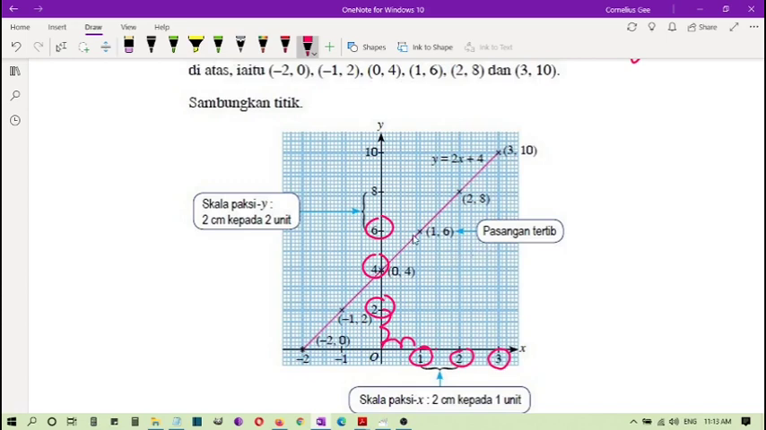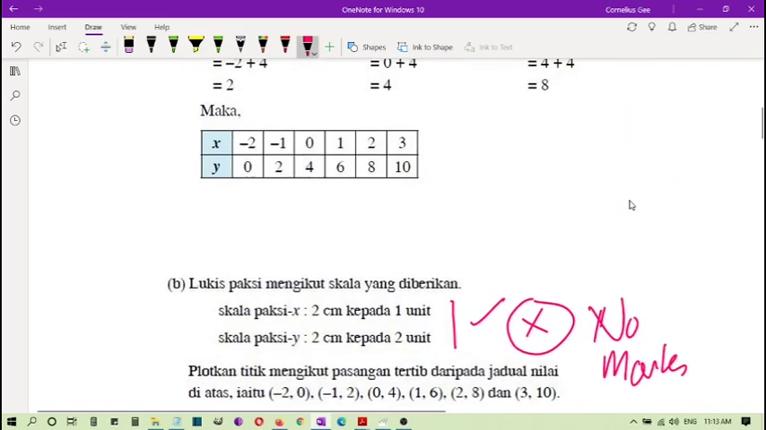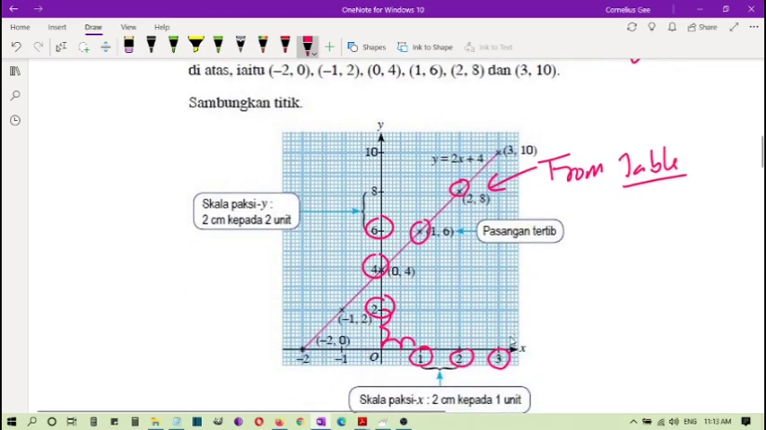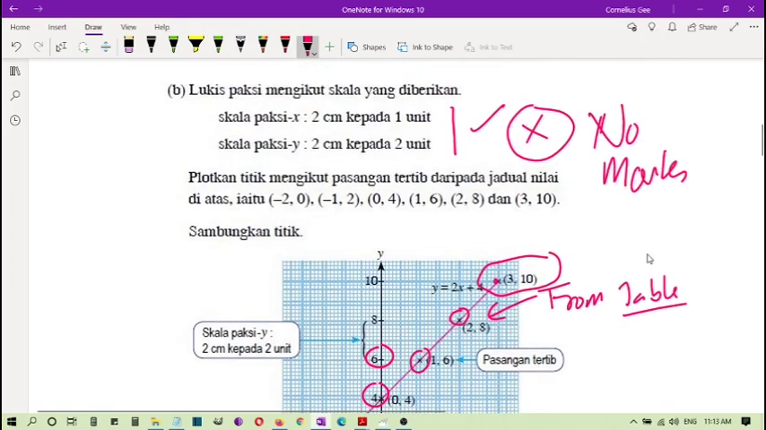And from here you put the points. How do you get all these point coordinates? From the table above. So you take this, for example 3, 10. I look at 3 and 10 here. See, 3, 10. So once you have the points, use a ruler and connect all the points, then you get the graph. So this is it. Very easy.